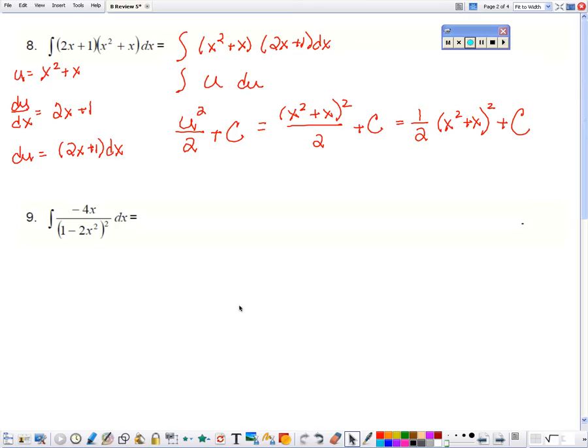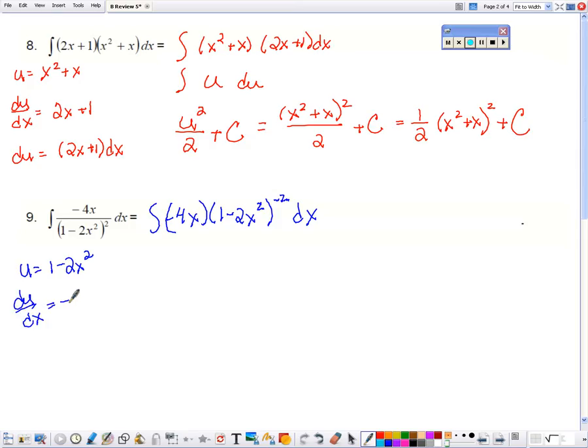Now for number 9, before I go any further, I'm going to change my fraction so that it is no longer the denominator. I'd rather have that negative exponent. So looking at my two terms, if I make 1 minus 2x squared u, that means du dx is negative 4x, which is what we have here.